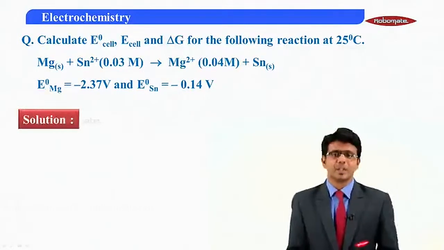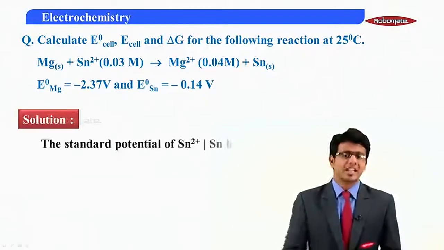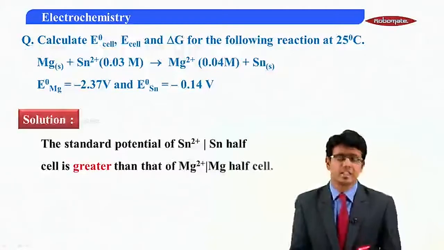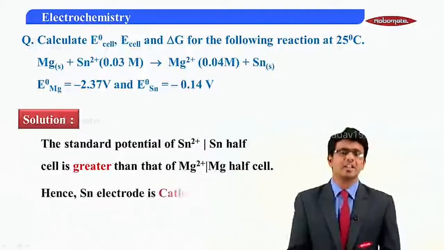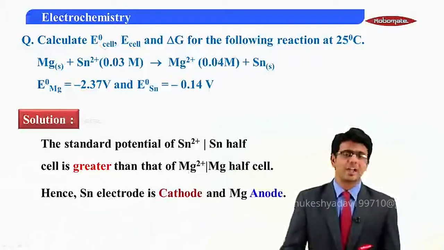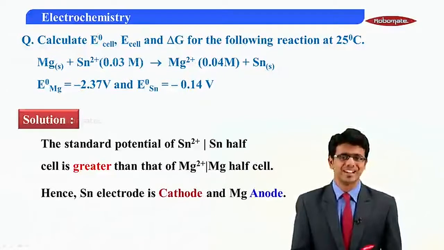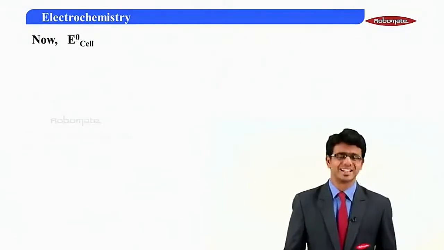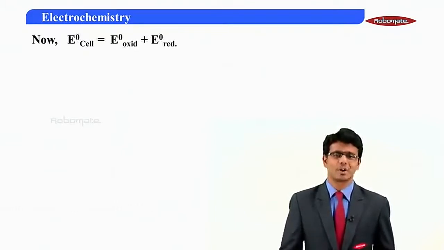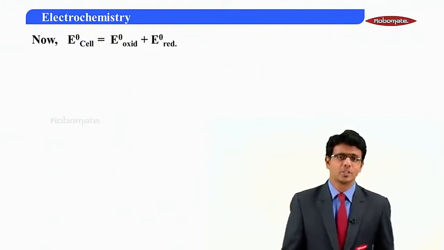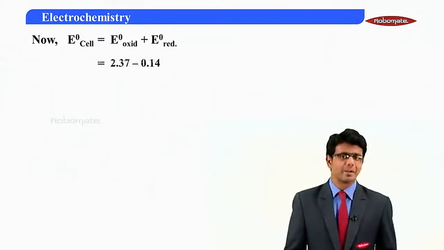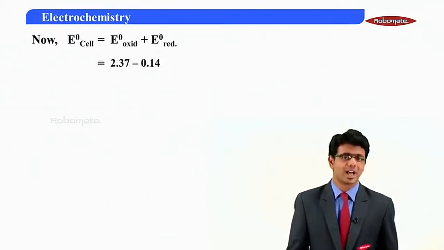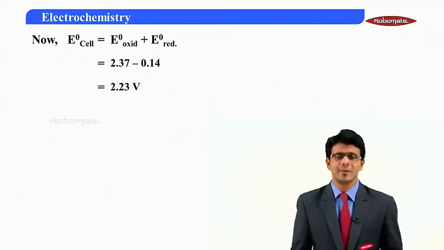So here we know that the standard potential of tin half cell is greater than that of magnesium half cell. So it is quite obvious that Sn electrode would be cathode and magnesium electrode would be anode, right? So now let us first of all find the value of E naught cell. And we know that E naught cell is equal to E naught oxidation plus E naught reduction, right? So substituting the values here, 2.37 minus 0.14, which gives us the answer as 2.23 volts.